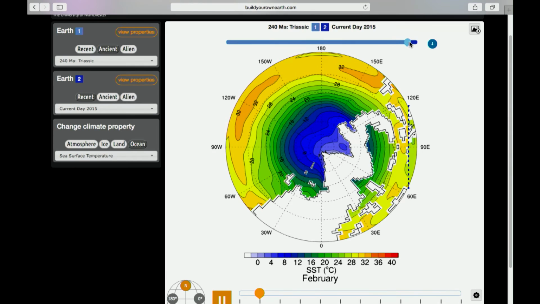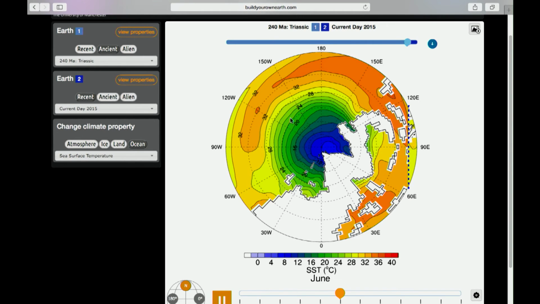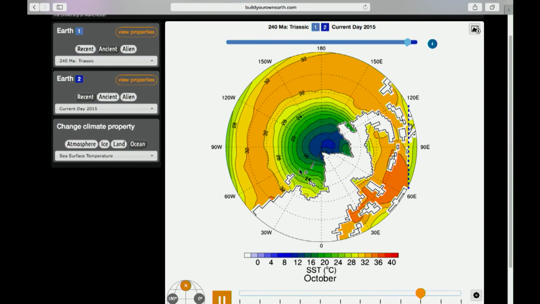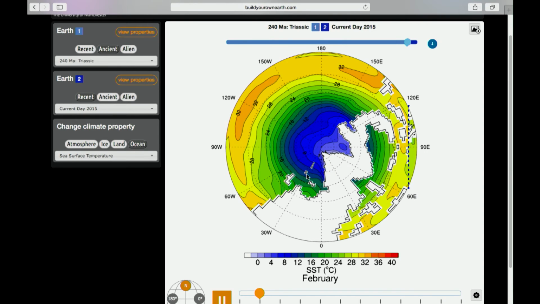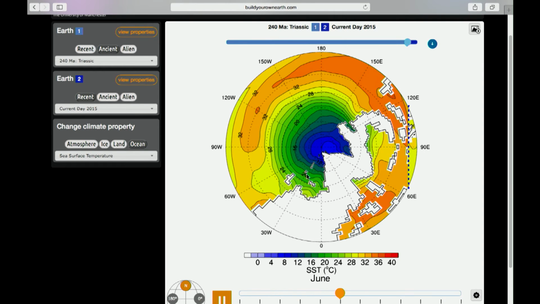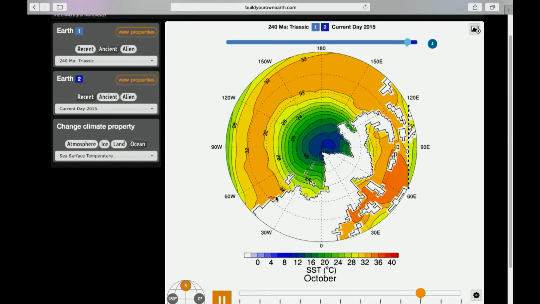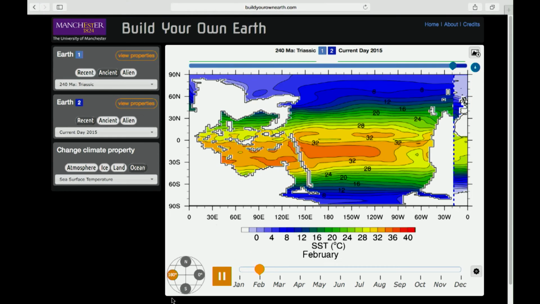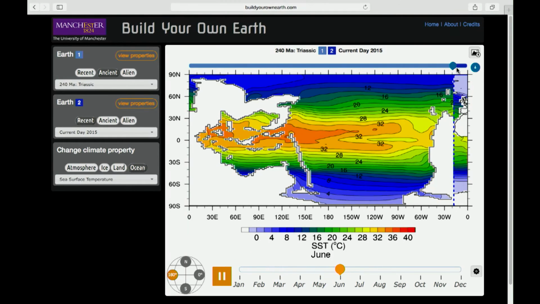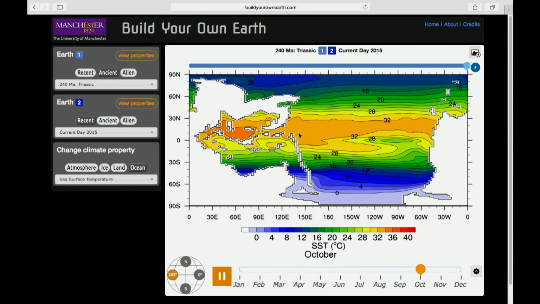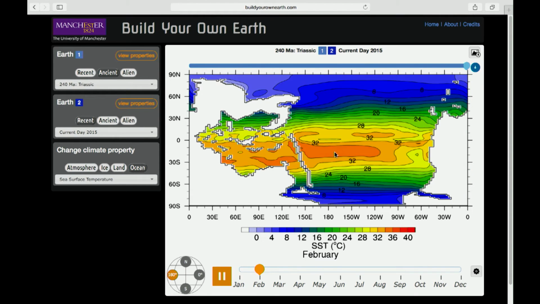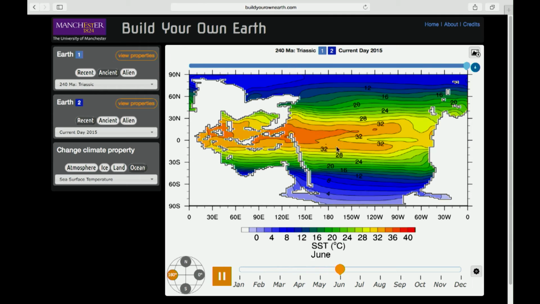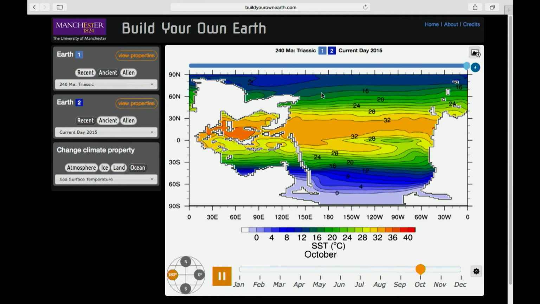You can also see that the temperatures are much warmer at the North Pole and in the northern hemisphere during the Triassic simulation. This is due to the easterly equatorial current of the Triassic forcing this warmer water further poleward because of the continental configuration.